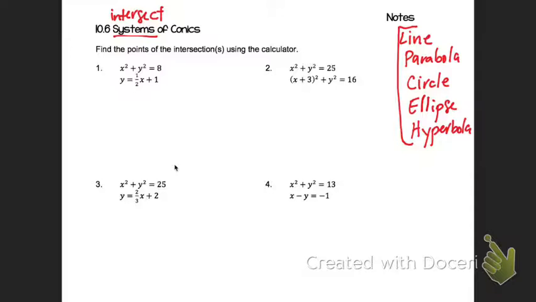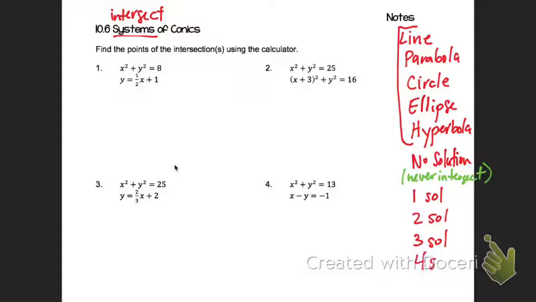And before we even solve a system, we're going to identify what kind of equation it is. From there, there are several options of solutions that you could have. You could have no solution, and no solution would mean that they never intersect. You could have 1 solution, 2 solutions, 3 solutions, or 4 solutions. So we could have any of these combos.